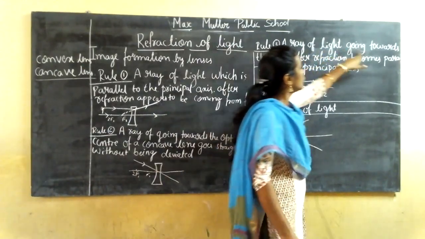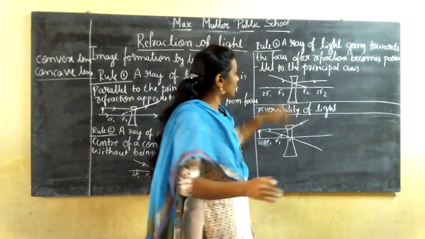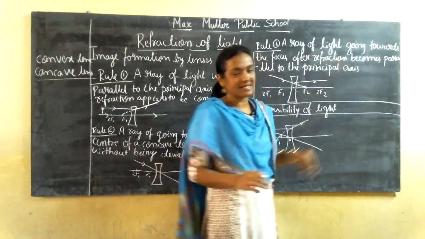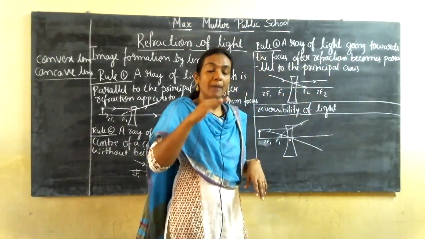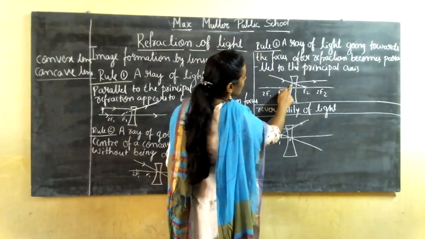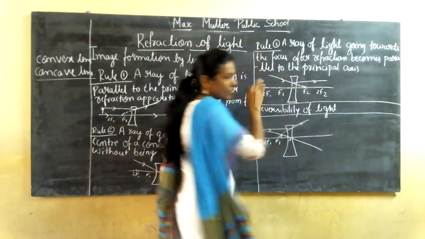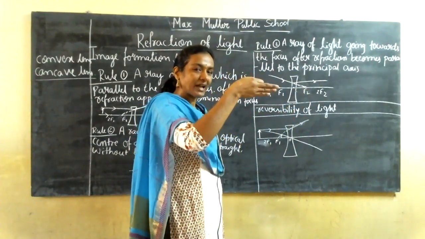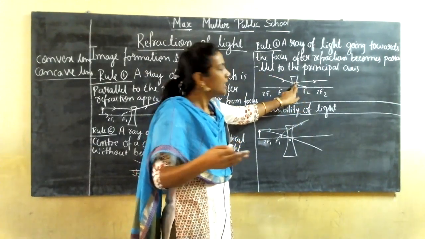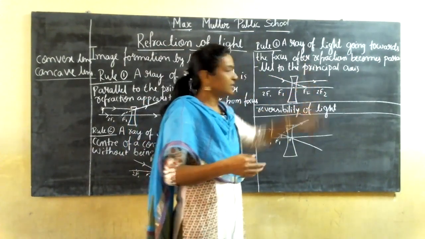A ray of light going towards the focus, after refraction, becomes parallel to the principal axis. How does it happen? The ray of light is going towards the focus, but once it refracts at this point, it becomes parallel to the principal axis.